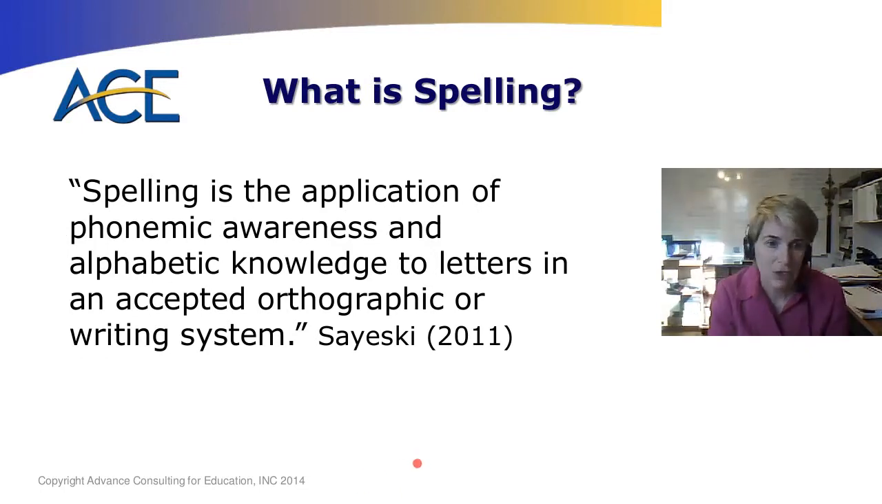So here's a classic definition of spelling. Spelling is the application of phonemic awareness. So that's sound awareness. So students have to actually know what the sounds are in English. Then they have to have alphabetic knowledge, letters. So they have to know the letters. This is interesting for students who come from languages with different writing systems, different script systems. And then they have to have knowledge of that orthographic or writing system. So how is language translated into a written system in English?